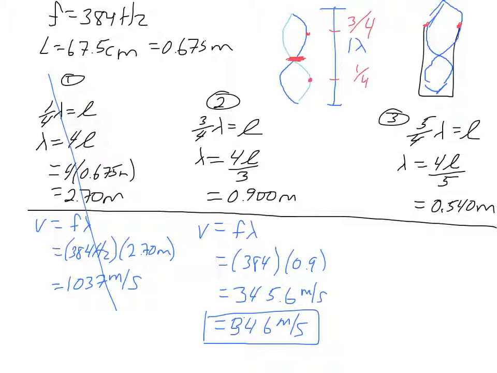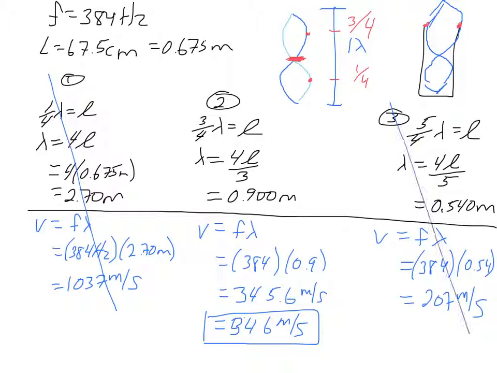But just to check, we're going to go on and do our last one, which is our speed equals our frequency times our wavelength. And in this case, we're going to do our 384 multiplied by our 0.54. And here we're going to get an answer of 207 meters per second, which is way too slow. That's much slower than the speed of sound, so it can't be that one, which means that this is our actual speed of sound, and that also means that our actual wavelength is going to be 0.9 meters, and this is the point of resonance.